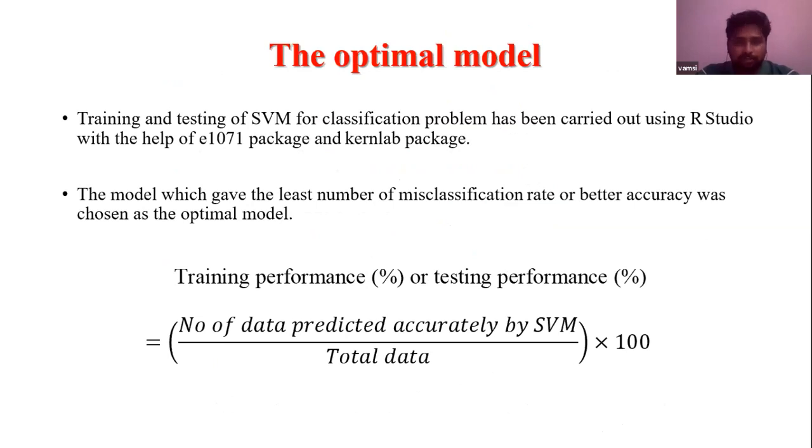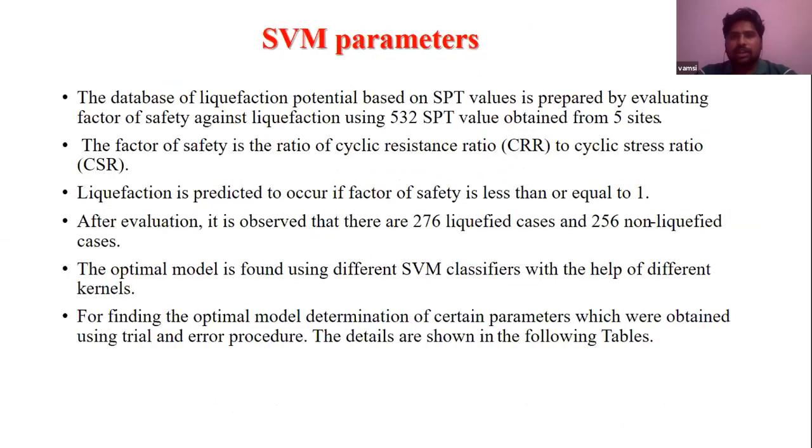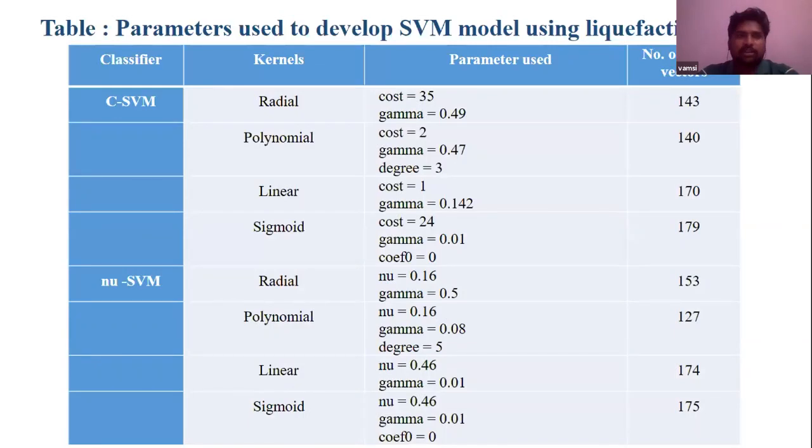For the SVM parameters, the database of liquefaction potential is 532 SPT values, and from that the factor of safety is calculated. If the factor of safety value is greater than 1, then the data is considered to be non-liquefiable soil. If it is less than or equal to 1, then it is considered liquefiable. And the optimum model is calculated based upon the observations, and the number of support vectors that we have obtained.